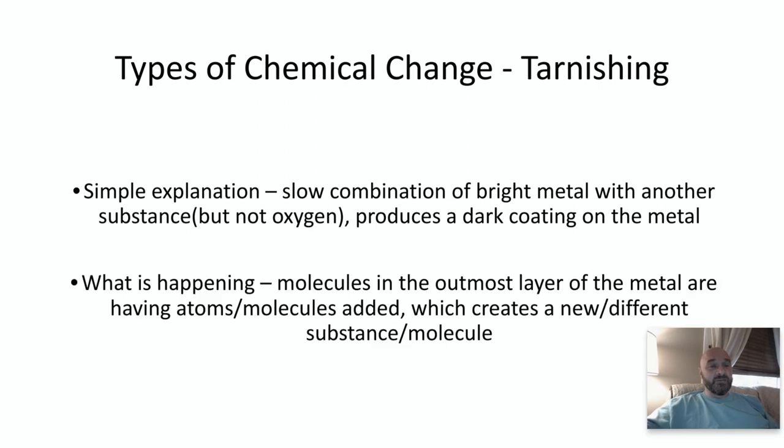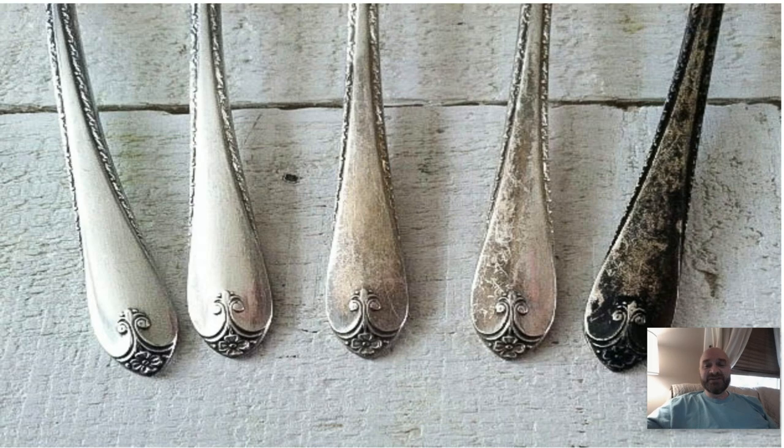Okay. So molecules on the outermost layer of the metal are having atoms or molecules that aren't oxygen added, which creates new and different substances. And we can see this in true silverware. Real silverware used to be made out of the element silver. And silver, when it's exposed to the air, will start to develop, as we go from left to right, this dark, cruddy stuff on the outermost layer. It's not oxygen that's causing this, it's something else in the air that is causing it.